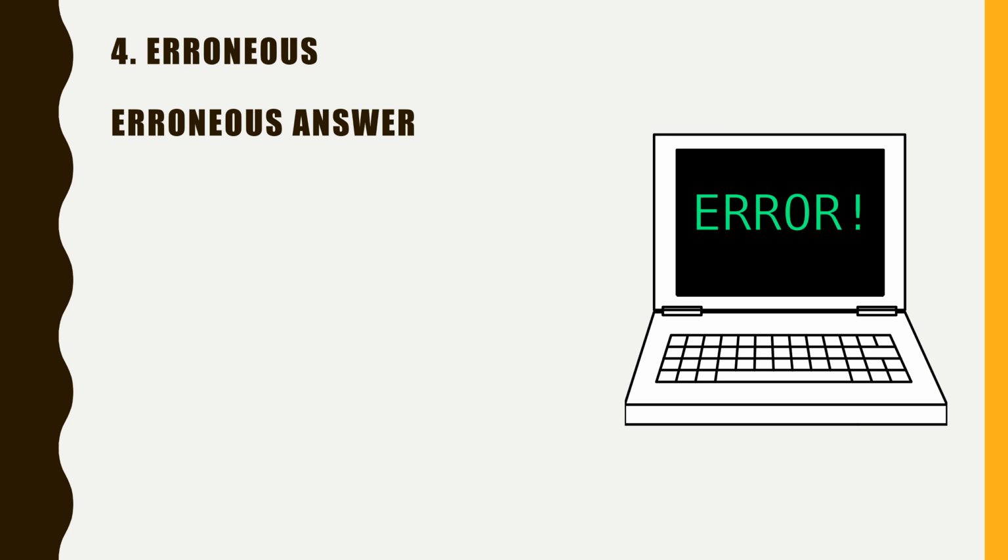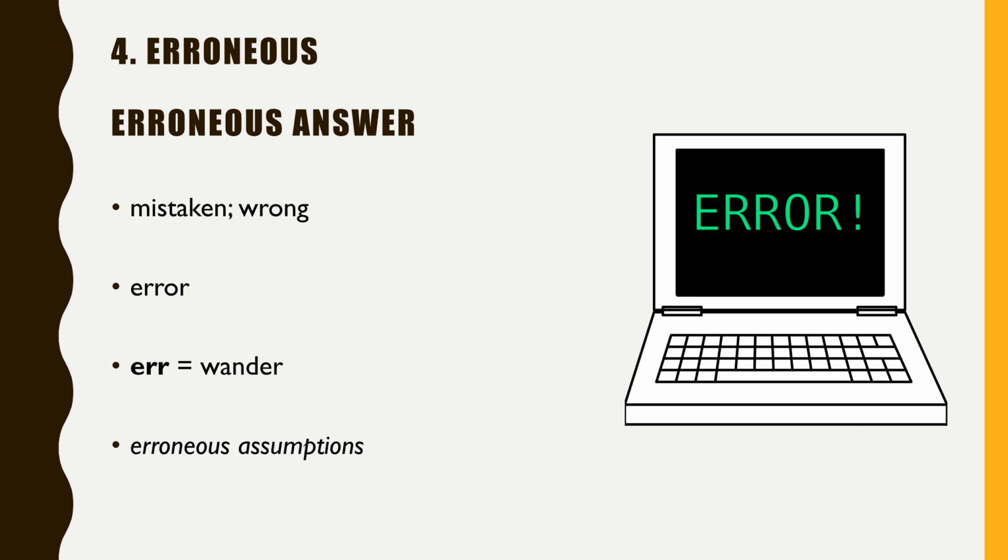Erroneous. Erroneous answer. Erroneous is mistaken or wrong because it's basically built on the word error. It's the adjective for error. Then you have something that is erroneous. The root there is to wander, ERR. Anytime you see ERR, you should think of the word error and going astray. So we can talk about erroneous assumptions as an example. When you assume things that are not correct, that's erroneous assumptions.